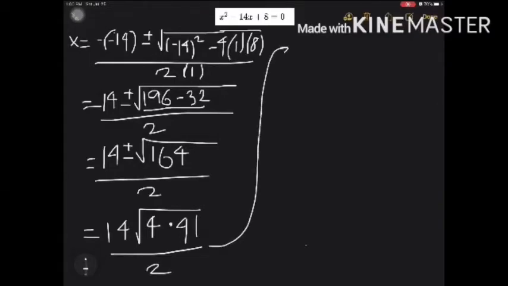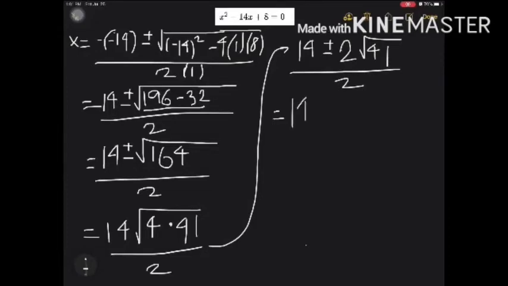Next, we are going to find the square root of 4. Since the square root of 4 is 2, we're going to put 2 outside. So plus or minus 2 square root of 41 over 2. We're almost done. So the next thing we're going to do is, this is our current equation right now.